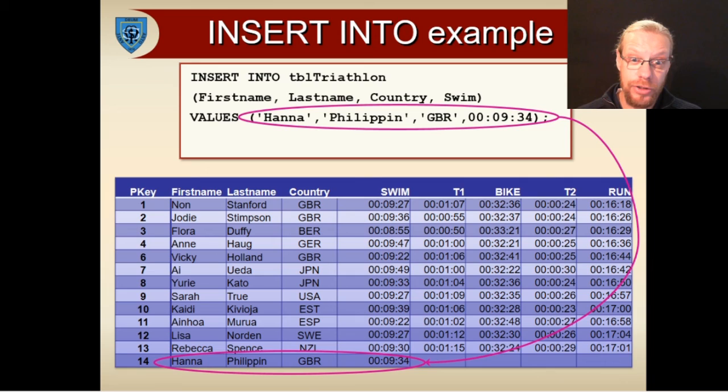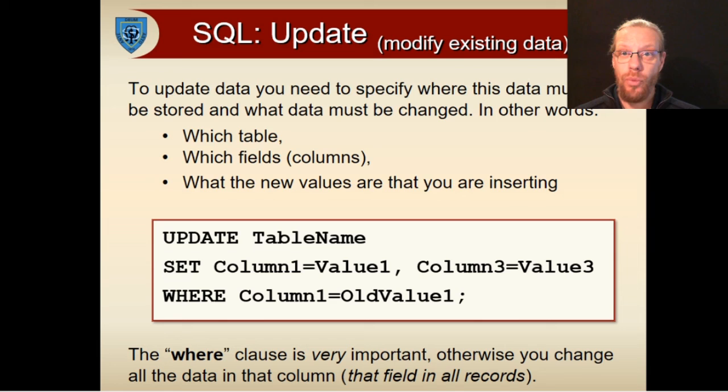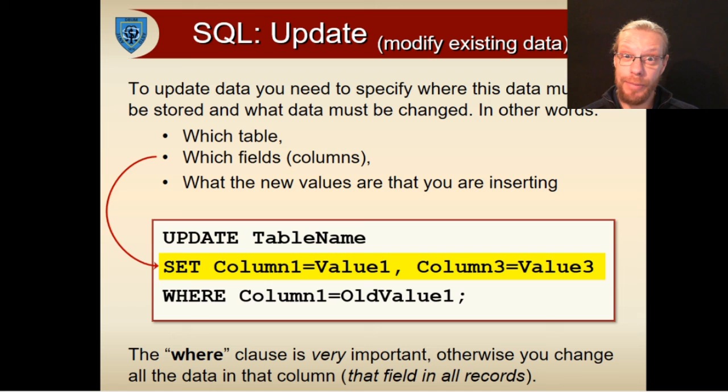To change existing data, we use the update instruction. Remember, you're working on live data. There is no undo. There's also no polite little dialogue that shows you what records will be affected and asks you if you really want to make this change. Here, you specify which table you are affecting, which fields will be changed, and which records to change.